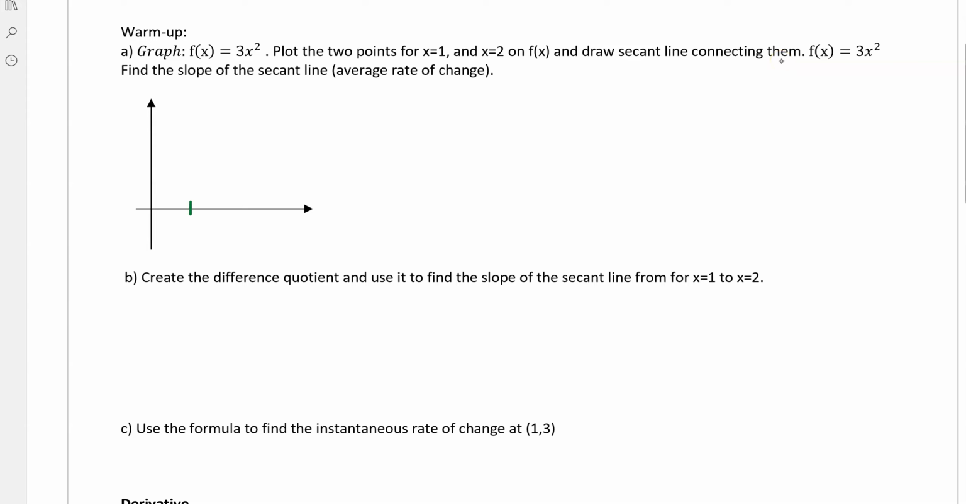So we're going to put a 1 here and a 2. That's f of 1, that's f of 2, and if we plug in 1, we get 3, and if we plug in 2, we get 12. So 1, 2, 3, 4, 5, 6, 7, 8, 9, 10, 11, 12. The first one's at 3, the second one's at 12, and that would be our secant line.